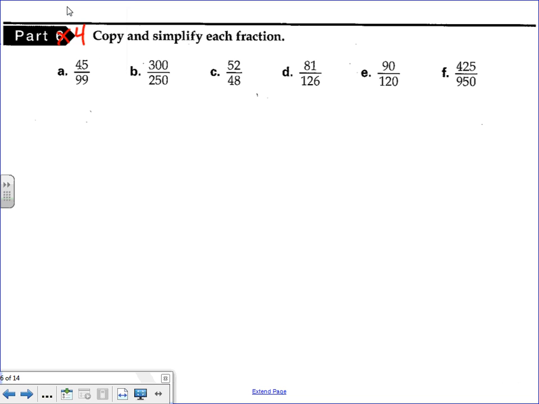This is part 4 of your review for Mastery Test 3. Part 4 is simplifying fractions. This is something we've done before on other tests as well.